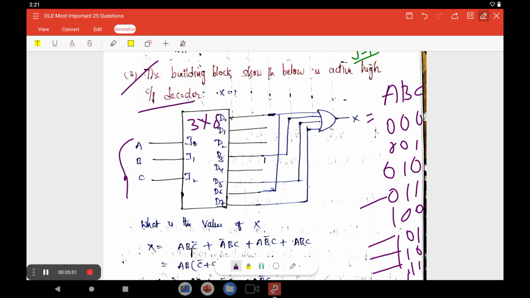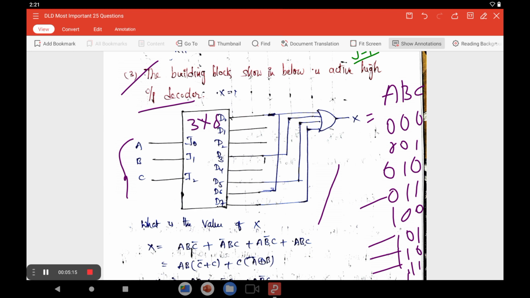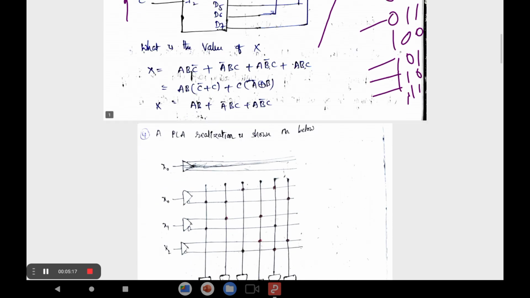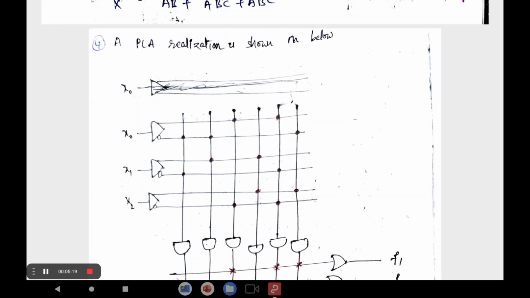D3, D5. So these are the terms. By replacing the corresponding 011 with A bar BC, like that you have to represent the values, then you will get the solution for this case. So that is the answer for this one. Okay, next question.